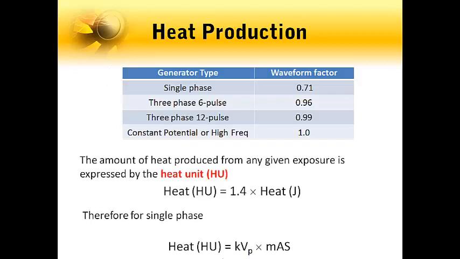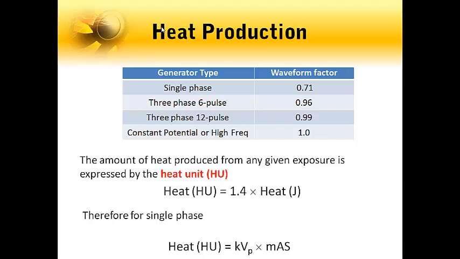There are different types of generator depending on the applications. So from this table, we can see that there are about 5 types of generator. We have single phase with waveform factor 0.71, 3 phase 6 pulse 0.96, 3 phase 12 pulse 0.99, and constant potential or high frequency 1.0. Don't worry about the type of generator. This will be explained in the next lecture.